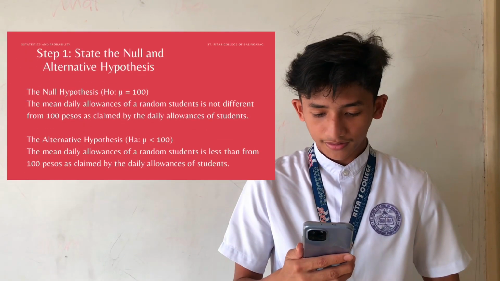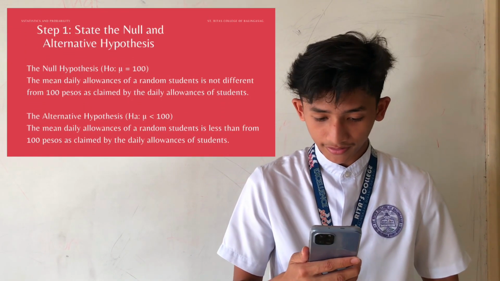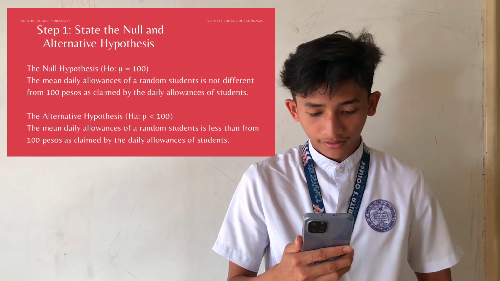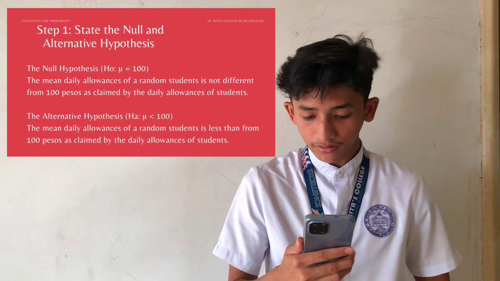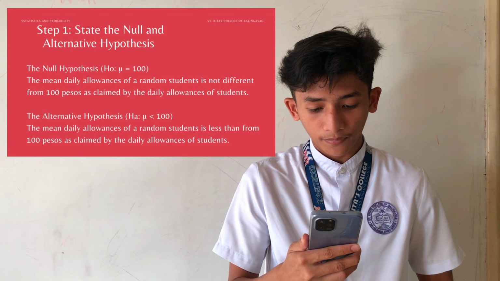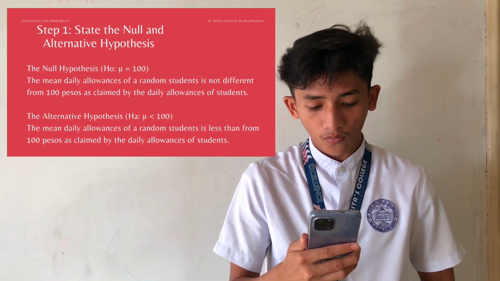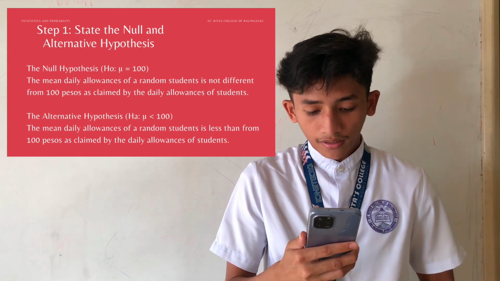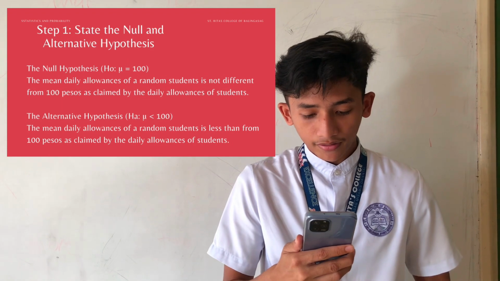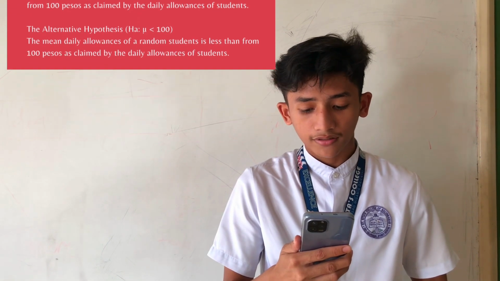Step 1. State the null and alternative hypothesis. The null hypothesis: the mean daily allowance of a random student is not different from 100 pesos as claimed by the daily allowance of students. The alternative hypothesis: the mean daily allowance of a random student is less.